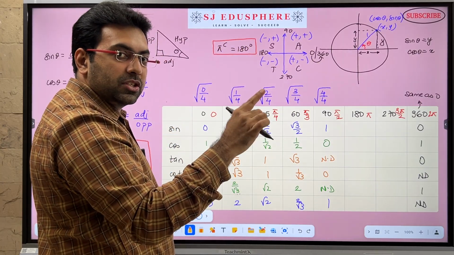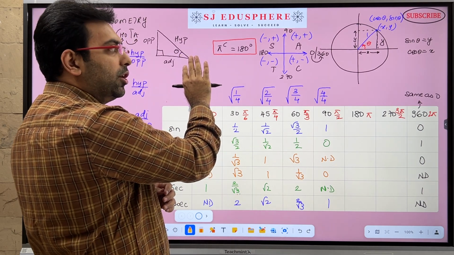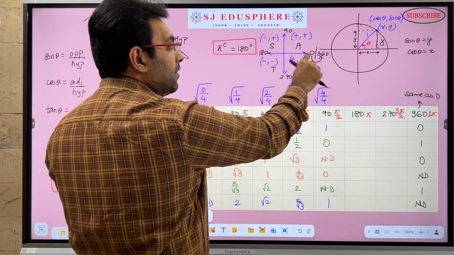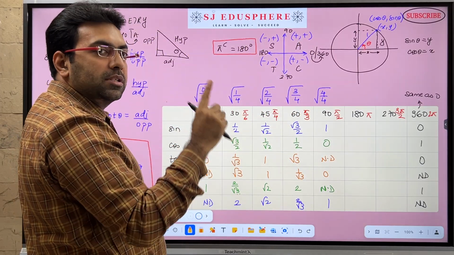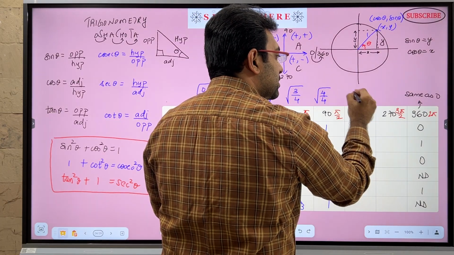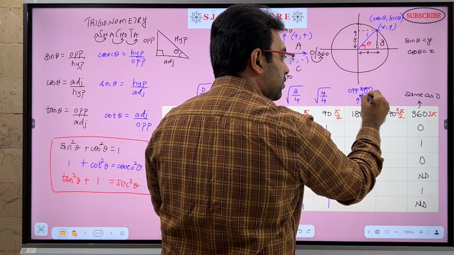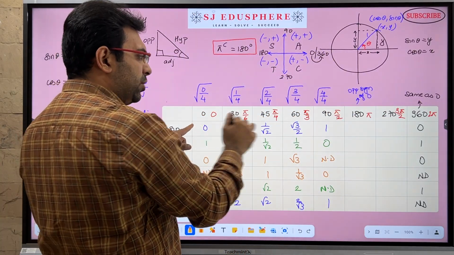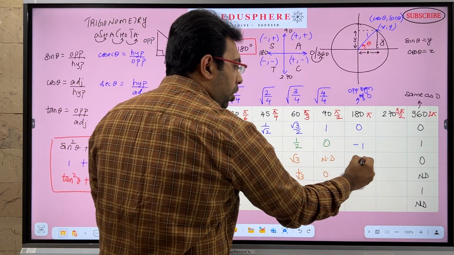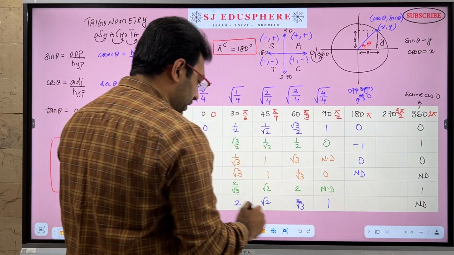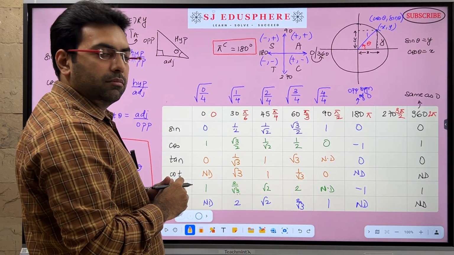Now, if I come back over here, 180. You have done your reflection chapter where your 0, if reflected along the y-axis, the value will change the sign. So whatever is for 0, the same value will be for 180 but in opposite sign. So this is opposite sign of 0. So can I write this as 0 opposite sign, 1 opposite sign, 0 opposite sign, not defined, 1 opposite sign, and not defined.